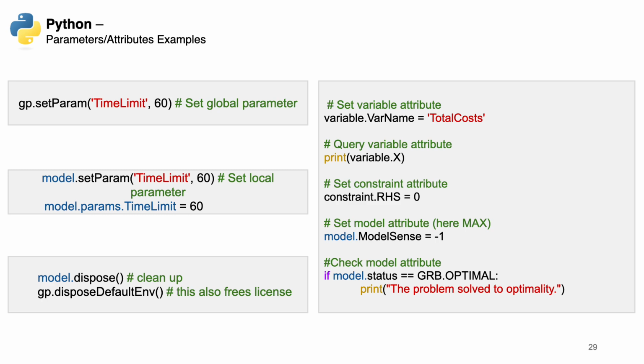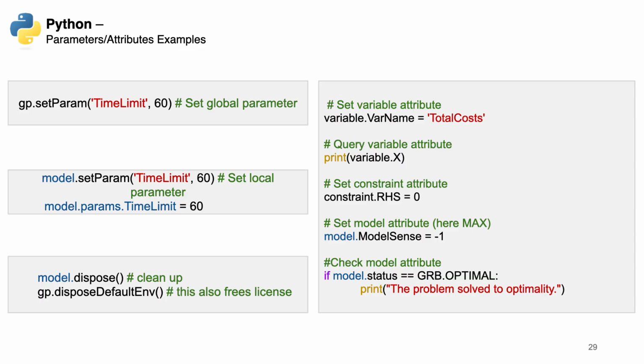Next, we have attributes. You can modify them, such as giving a variable a human-readable name using variable.VarName equals total costs. Or you can query them after the solve, like checking variable.x to find the final value. We also see the use of the model.status attribute to confirm we actually reached optimality.